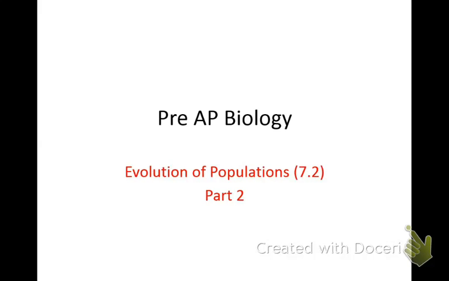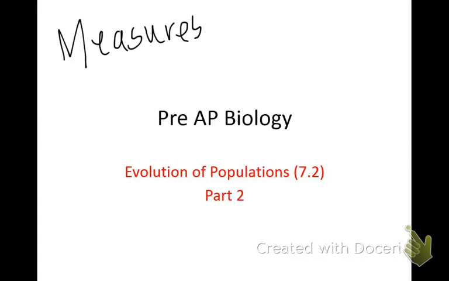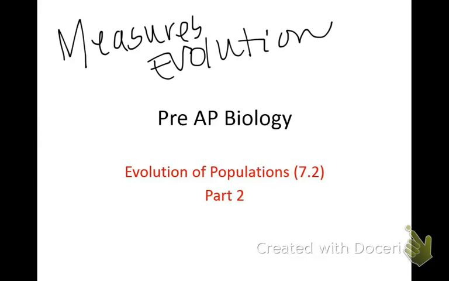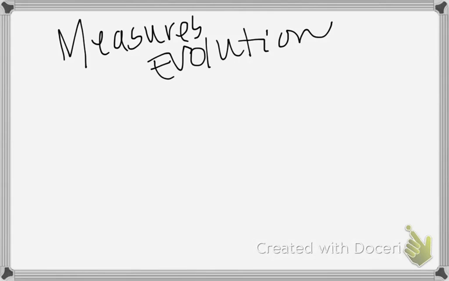Hardy-Weinberg is a set of equations, or a formula, and what it does is it measures evolution. It puts a numeric value on evolution. So your notes say a set of equations used to follow the evolution within a population. Instead of just saying the population did evolve, you could say it evolved this much. It's just a measurement. I'm actually going to use my whiteboard most of the time.